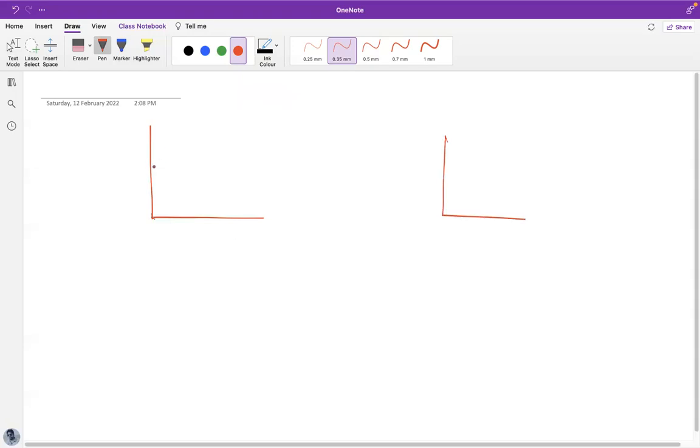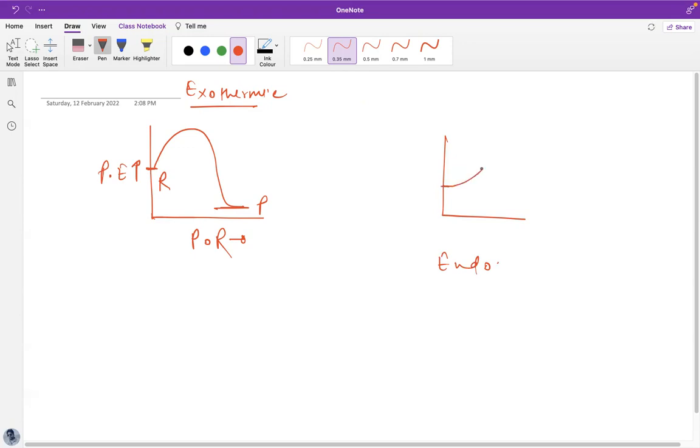Listen, in exothermic, the reactant has higher heat than the product. This is reactant, this is product. This is potential energy, and this is progress of reaction. This is the graph, so this is the one for exothermic. And this one is for endothermic. Reactant is lower than product, so product has high energy, reactant has lower.